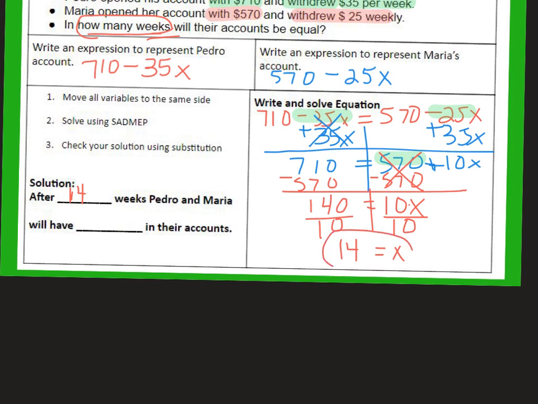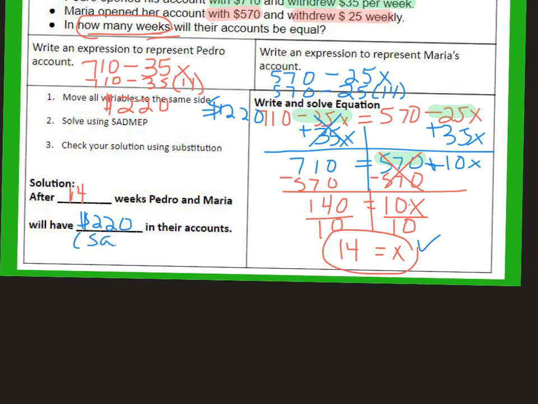Well, you already know what Miss King's going to do. Go and substitute. Let's see what they're going to have in their accounts. 710 minus 35 times 14. When I type that into my calculator, it says that Pedro here is going to have $220. Well, let's see if that's the same for Maria. If I type 570 minus 25 times 14, after 14 weeks, guess what? I get $220. So therefore, my solution of 14 is correct. After 14 weeks, Pedro and Maria will have $220 in their accounts.